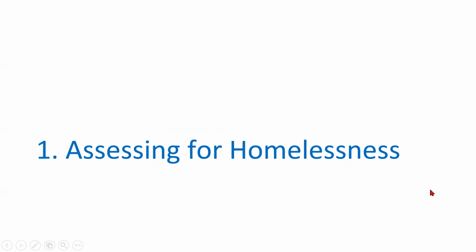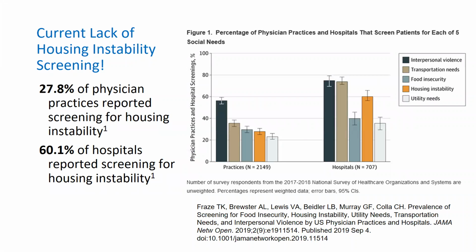So to begin with, if you have a patient, the only way to address their homelessness, if present, is to be able to assess for that homelessness and identify it. And currently, we see that within the United States, there is a current lack of housing instability screening. So only 27.8% of physician practices within this study reported screening for housing instability.